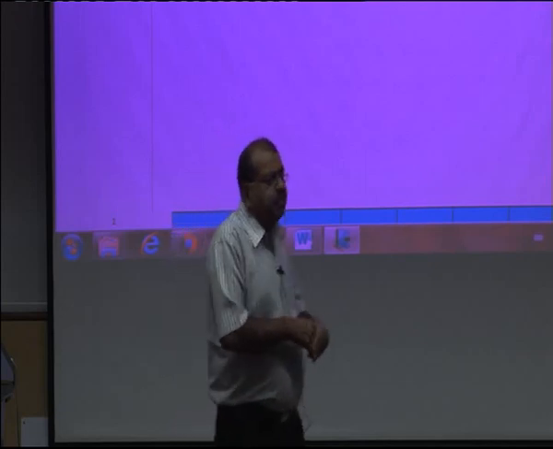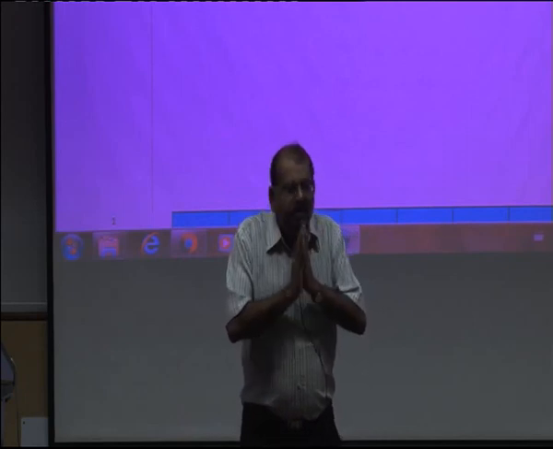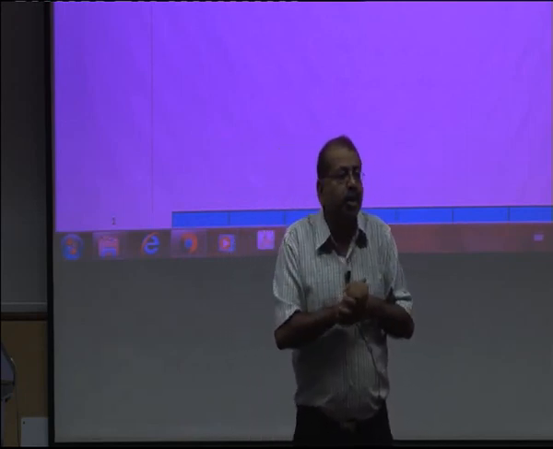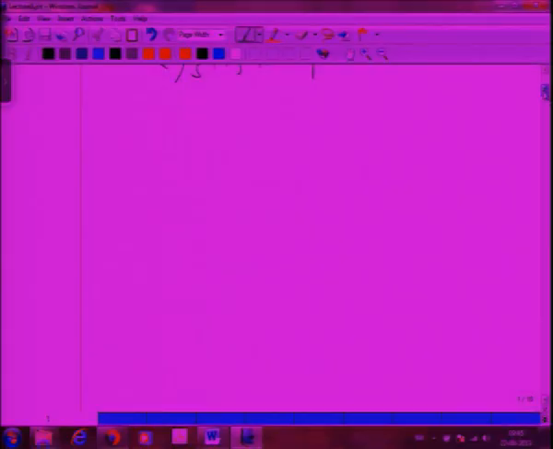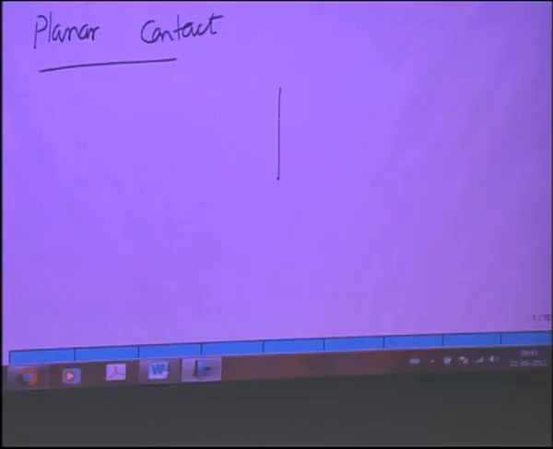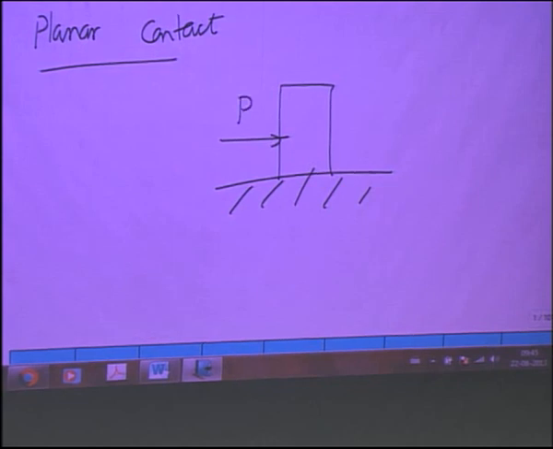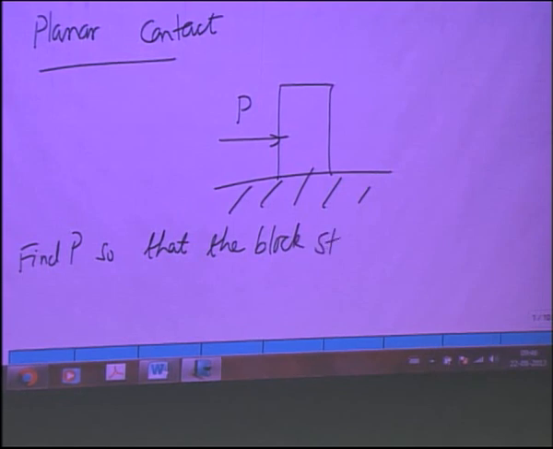Now, a lot of these problems are quite straightforward, but when we ask you to find the condition of limiting motion, or the force to start moving the body, what we have to realize is that there are possibilities. Let us say we have a planar contact, and a force P is applied like this, and we wish to find P so that the block starts to move.